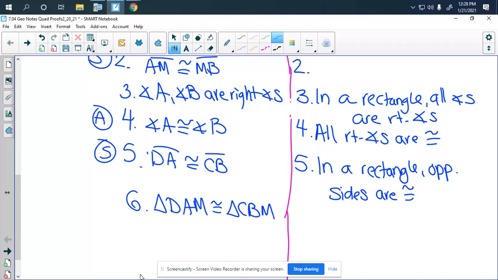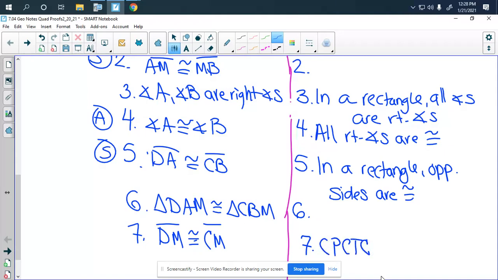by side angle side. Remember, just because it has a right angle in it, does not mean you have to use HL. HL is an option, but only if you have the hypotenuse congruent to another hypotenuse and a leg congruent to another leg. So that's side angle side. And then number 7 would be your CPCTC.